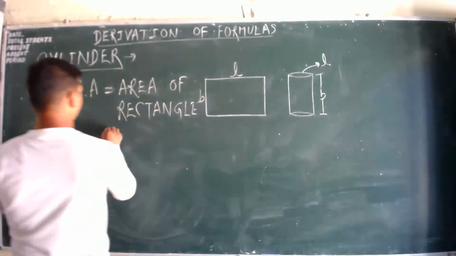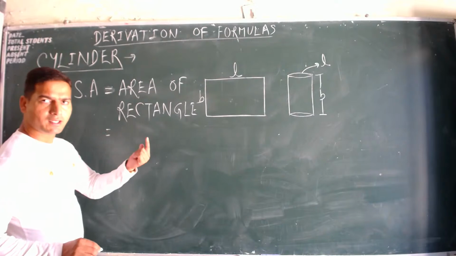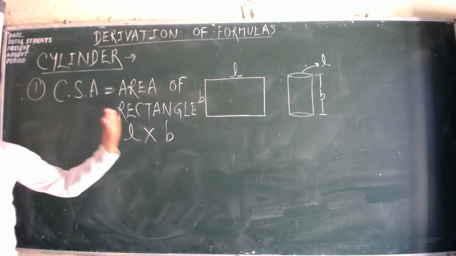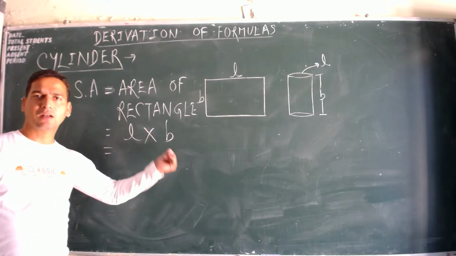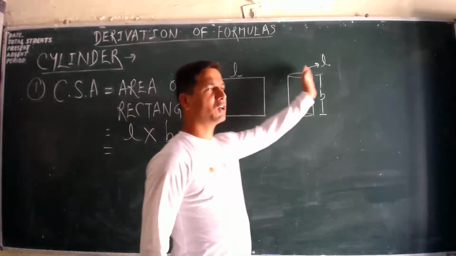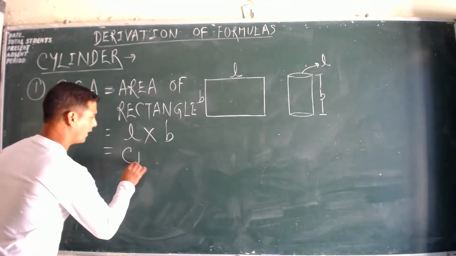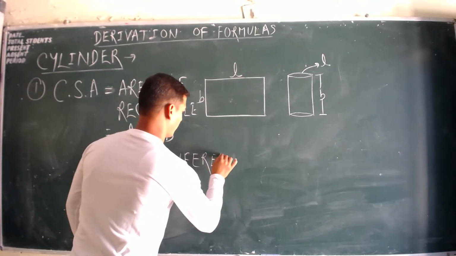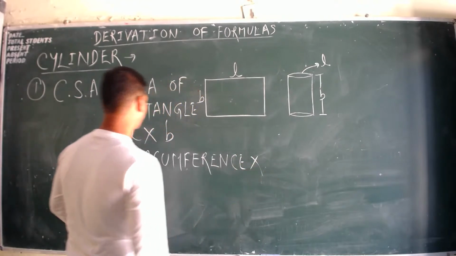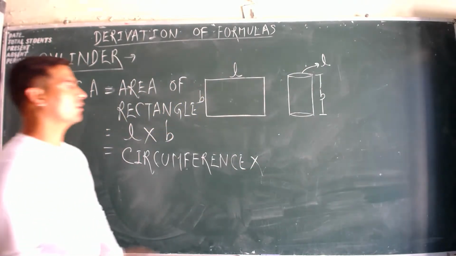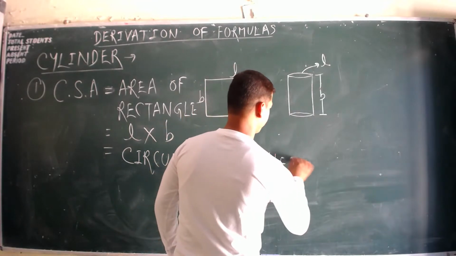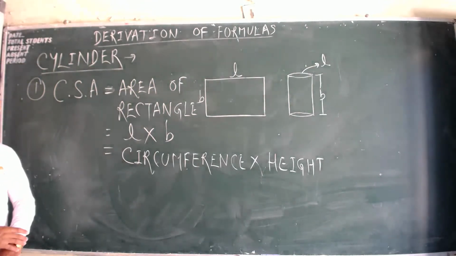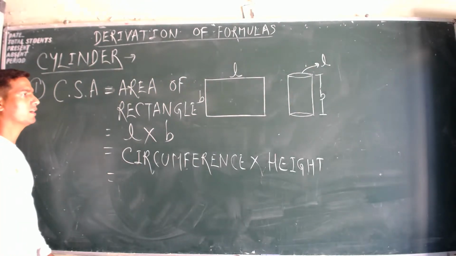What is the area of a rectangle? I told you, first side into second side, you can say length into breadth. So the first side is length, the second is breadth. Now in this case, length has been converted into circumference, and breadth has been converted into height. So the formula for circumference.